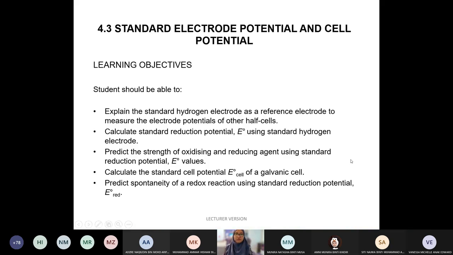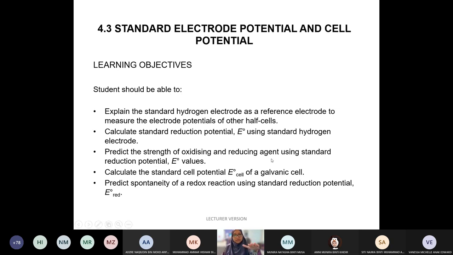Okay, moving on guys. Moving on to standard electrode potential and cell potential. 4.3. We are about to start our journey into calculation. There must be calculation, right? Ha, this is where we get into it. Earlier was just more on the concept. Okay? Alright. So 4.3, standard electrode potential and cell potential.